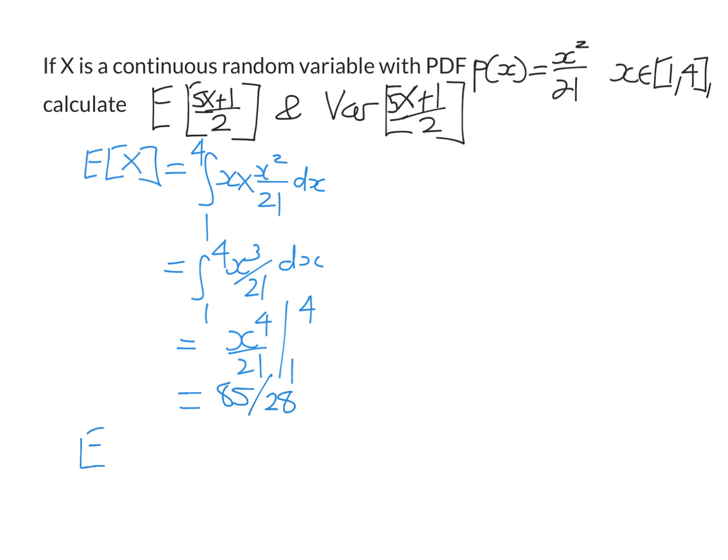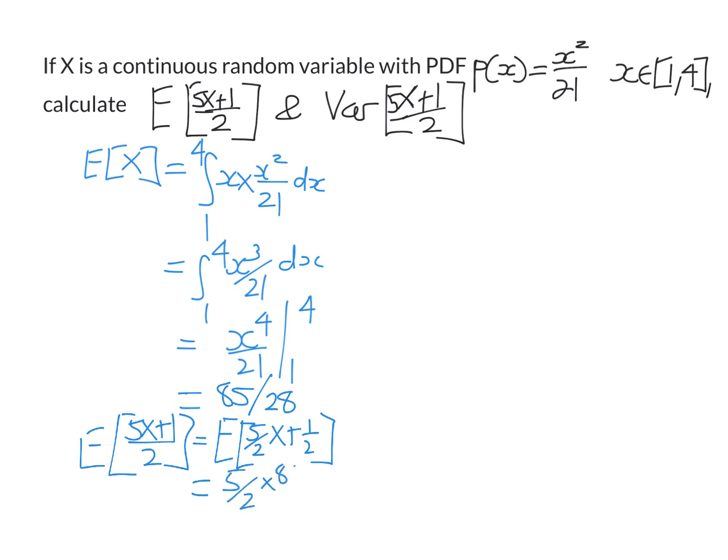So the expected value of 5x plus 1 on 2, we're just going to make this a little easier on ourselves. That is the same as 5 over 2 times x plus 1 over 2. So using the rules for expectation, we just multiply 5 over 2 by our expected value and then add a half. Putting that into our calculator, we get about 8.09, and we're done with the expected value.